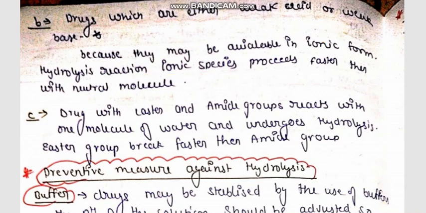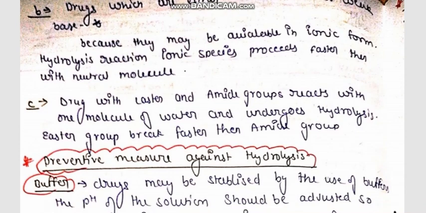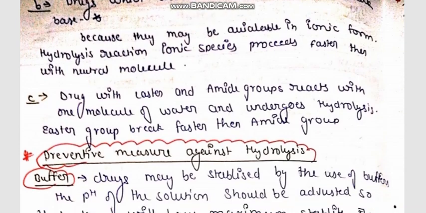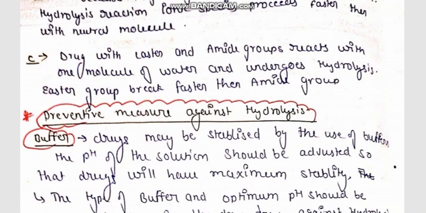Third, drugs with ester and amide groups react with one molecule of water and undergo hydrolysis. The ester group breaks faster than the amide group. So drugs which have an ester linkage or an amide group undergo hydrolysis reaction more easily as compared to other groups.